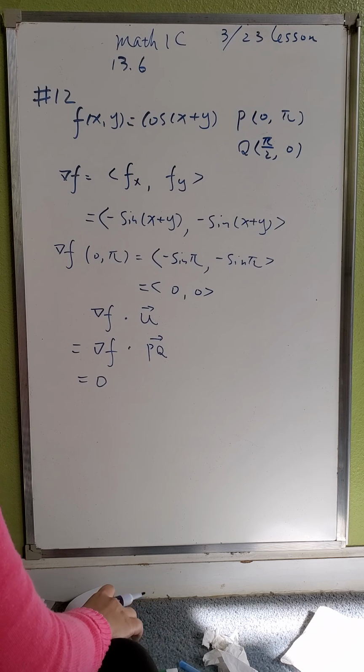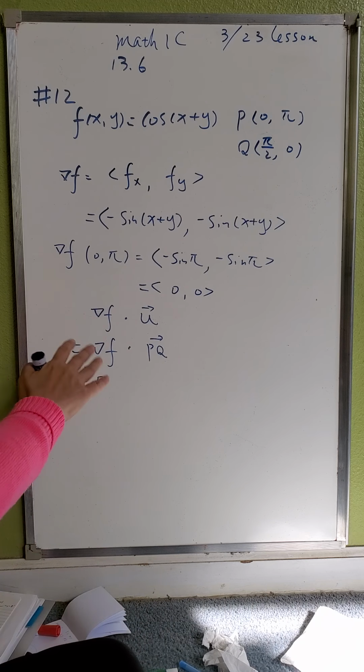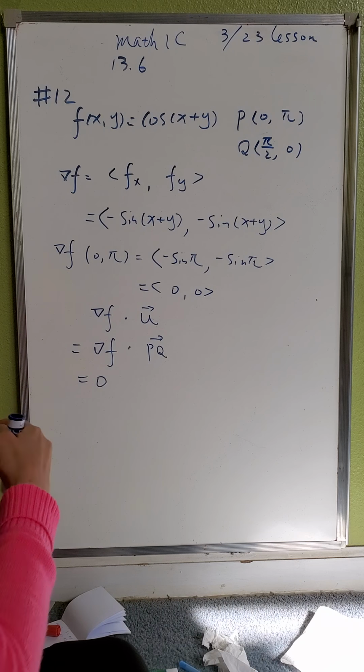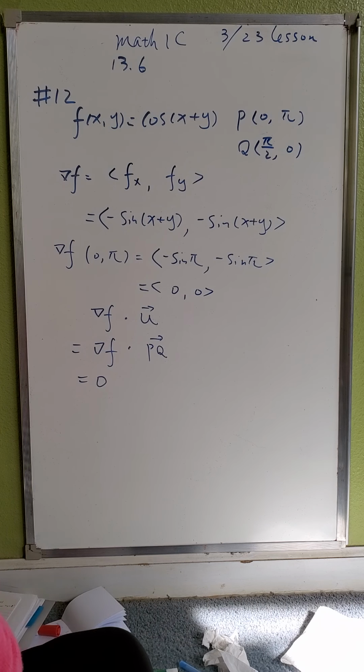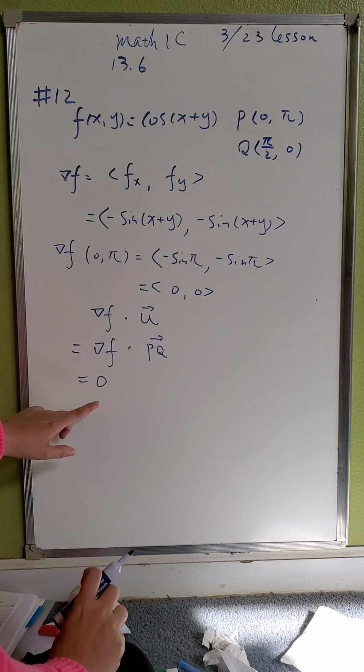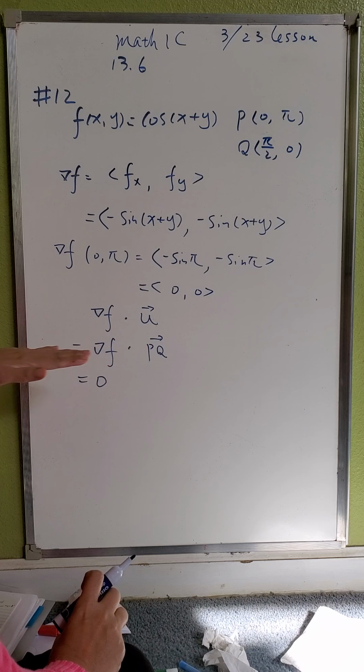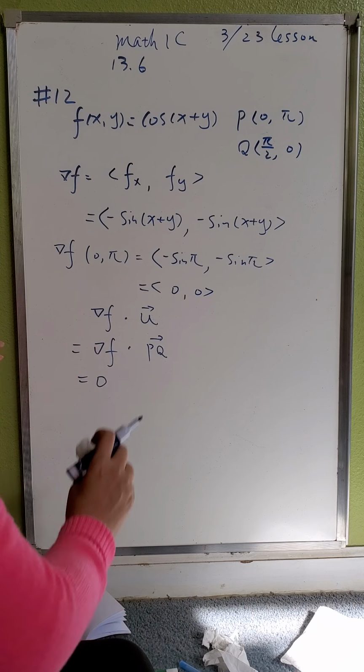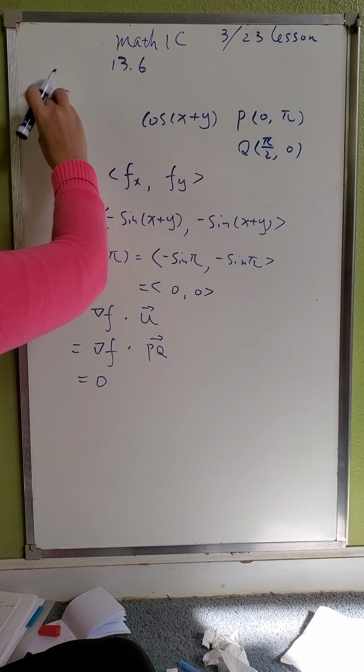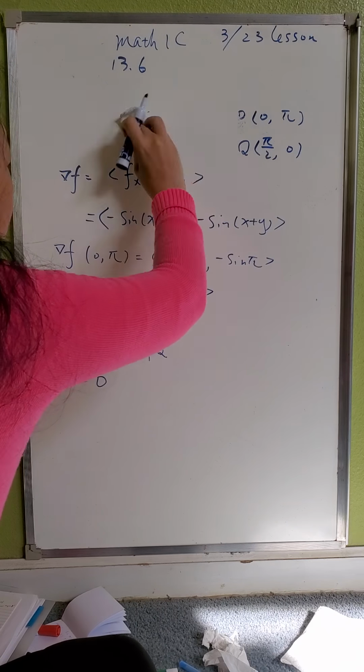So that's number 12. When you finish the problem, I want you to think about what this answer means to you. Don't just get the answer out. Think about it. 0 means a horizontal tangent line. There is a horizontal tangent line at these 2 points.